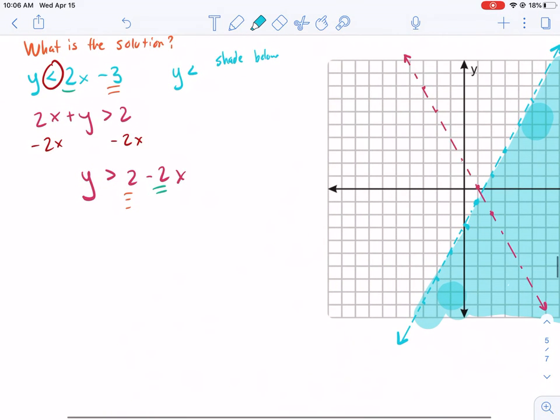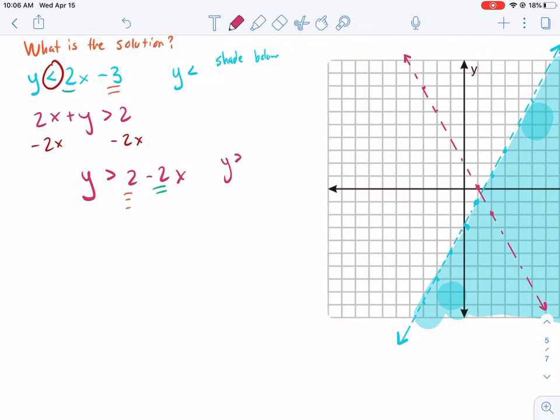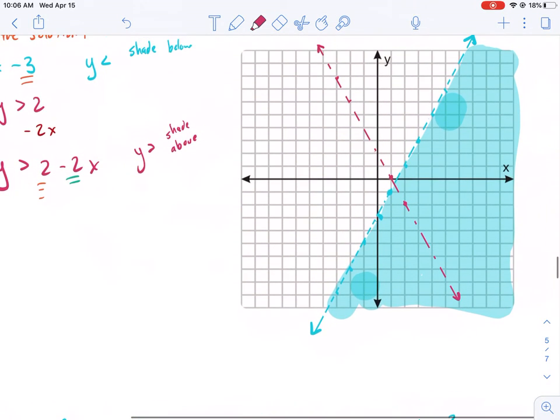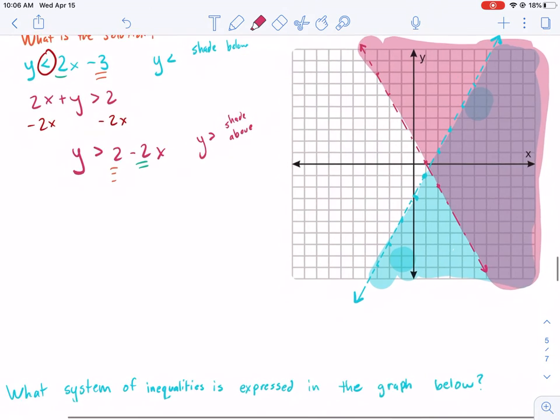Now let's take a look at our second graph. As you can see, it's y is greater than. If it's y is greater than, it is shade above. So let me get my pink shader or magenta, whatever you call this color, and I'm going to shade above this line. Now, I'm not concerned with the blue at all. I'm just minding my own business. I'm going to shade above this line no matter what. So don't worry about the blue. We'll handle that business in a second. Just pretend that it's not even there and shade your second inequality.